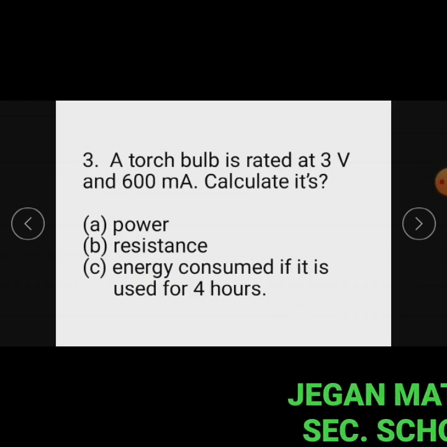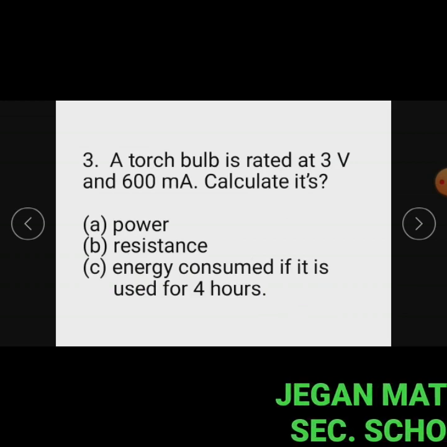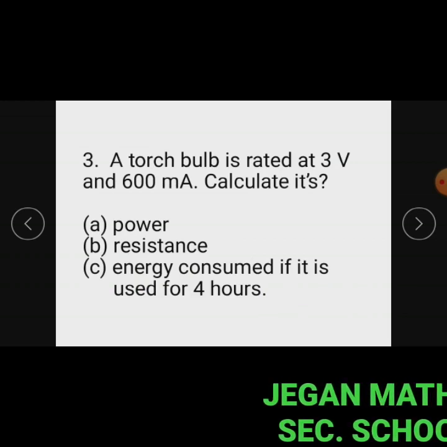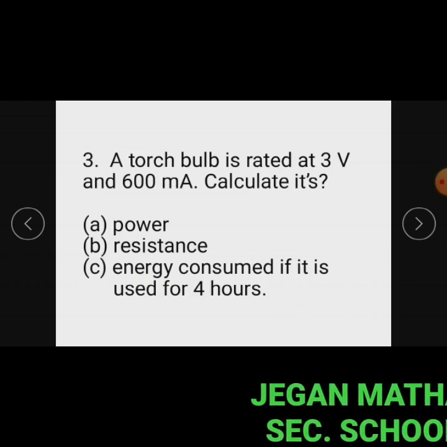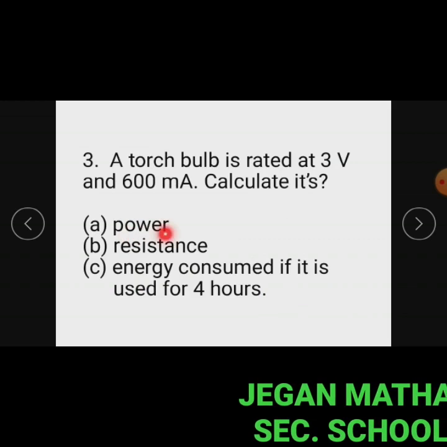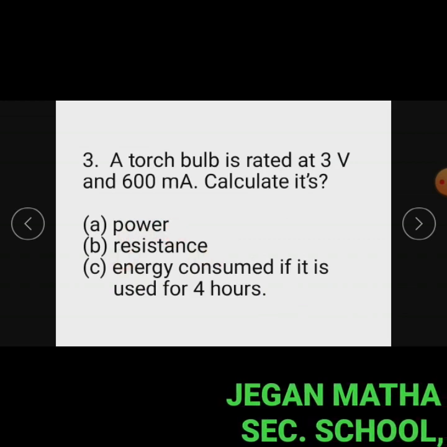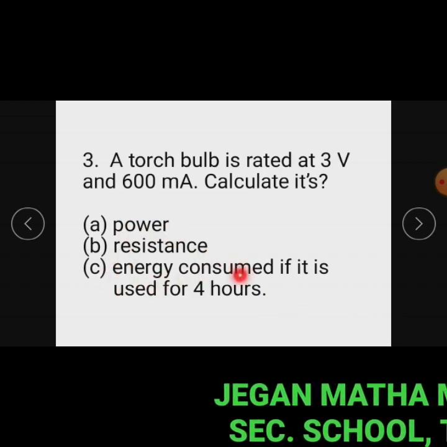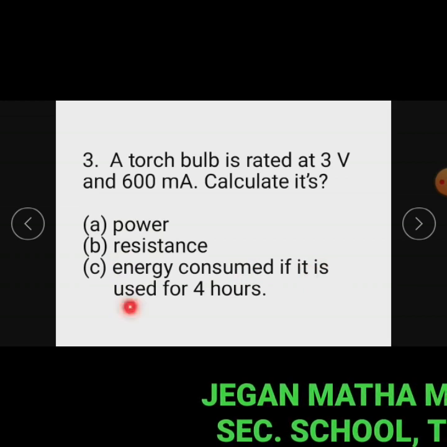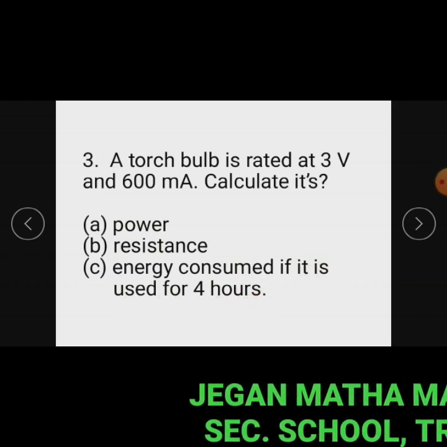Question number 3. A torch bulb is rated at 3 volt and 600 milliampere. Calculate its power, resistance and energy consumed if it is used for 4 hours.